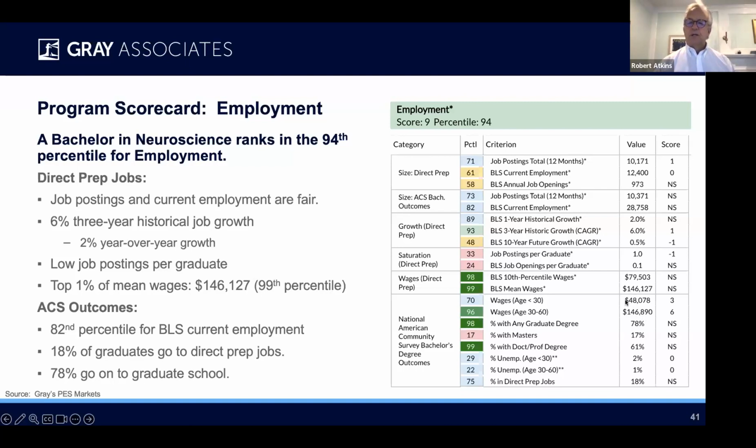Notice the difference between the under 30 and the 30 to 60. When we see that kind of a jump, it almost always means somewhere in there's graduate school. And so people have come out, they don't do very well for a few years, they go back to school, and they get the additional training they need to really excel in the field. So that's usually what's going on when you see a triple in pay from under 30 to over 30. Now, it would certainly be true here, potentially going on to med school.